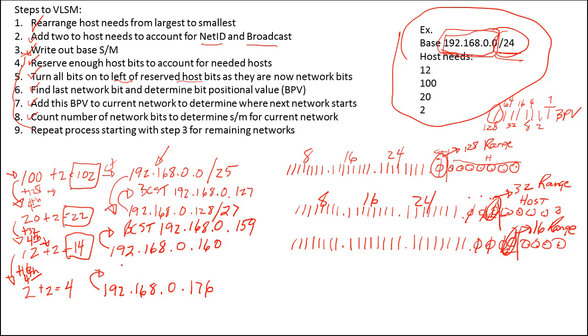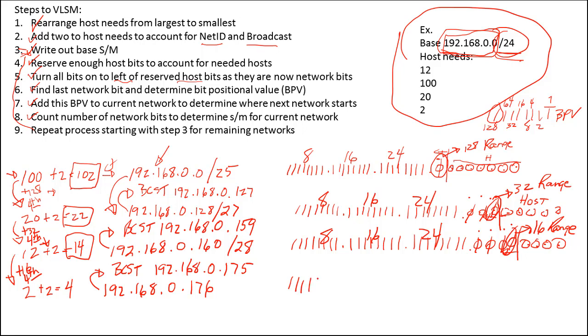Work our way 1 backwards to get to the broadcast for the current network we're on, 192.168.0.175. Count up our network bits for our current network, 8, 16, 24, 25, 26, 27, 28. There's our subnet mask. Now we're back to step 3 again.